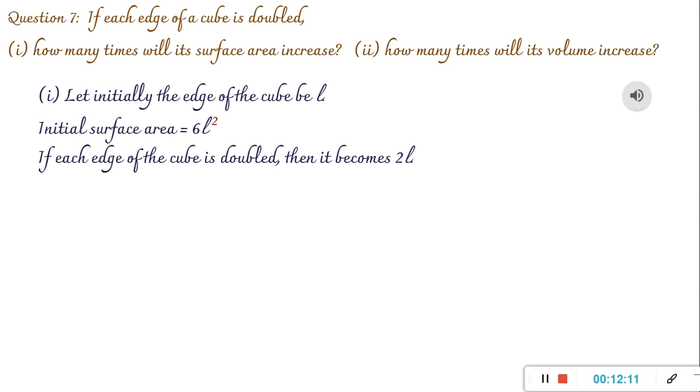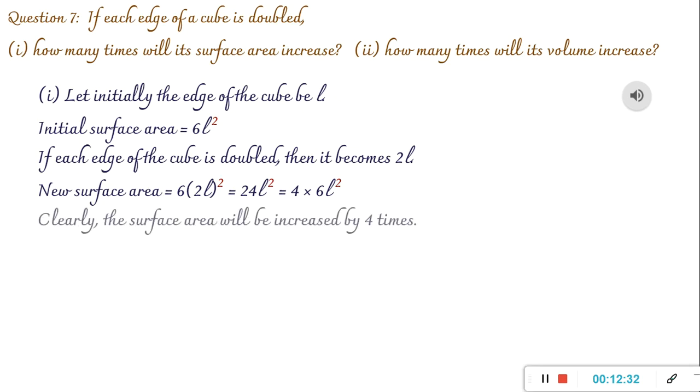So that is 2L. Now what is the surface area? 6 into 2L whole square. That means 2 into 2, 4. 4 into 6, 24. That would be 24L square. That is equal to 4 into the initial surface area. 6L square means surface area, into 4. So how many times is it coming? 4 times the area. So clearly the surface area will be increased by 4 times if the edge is doubled.